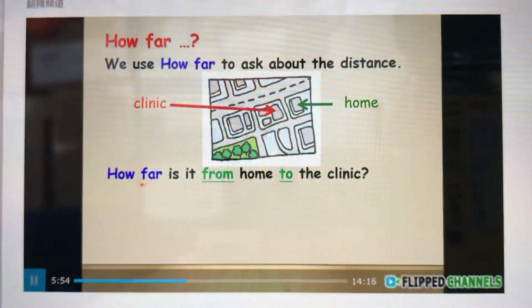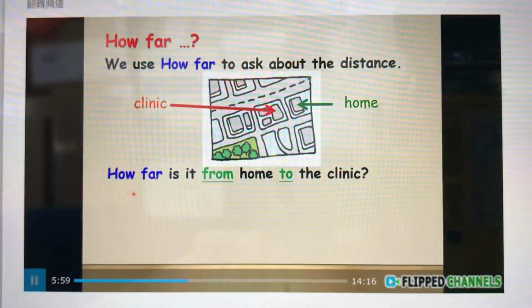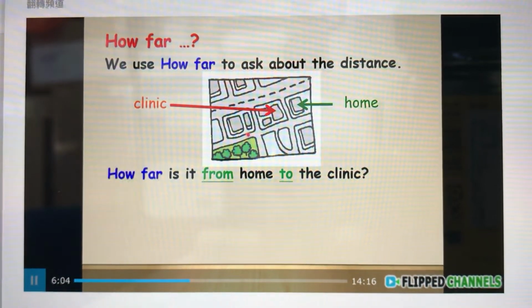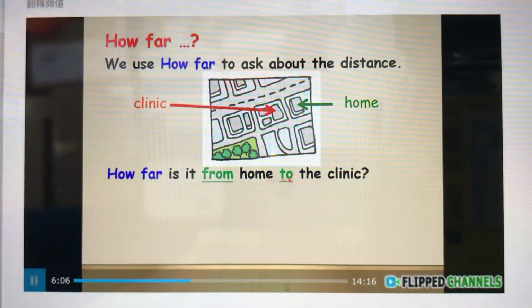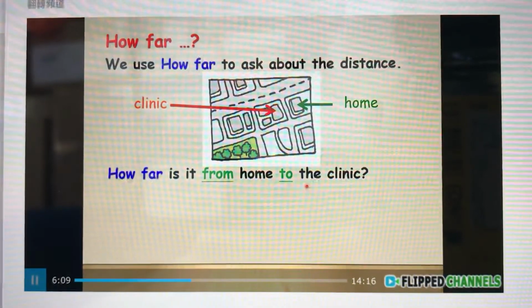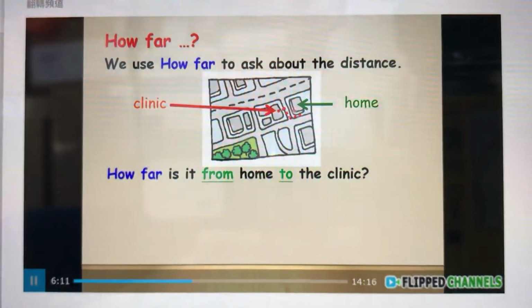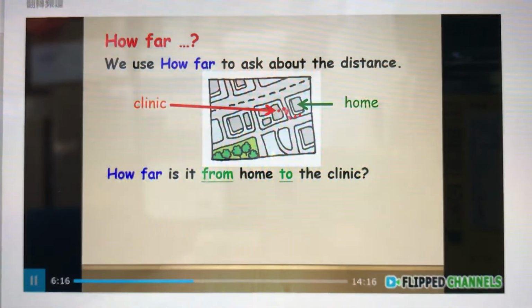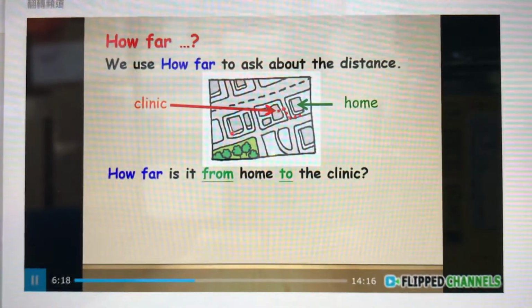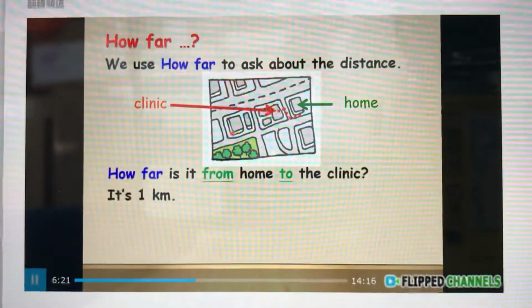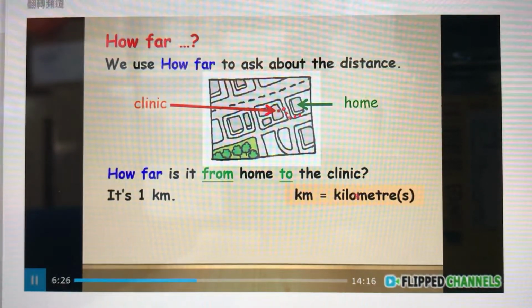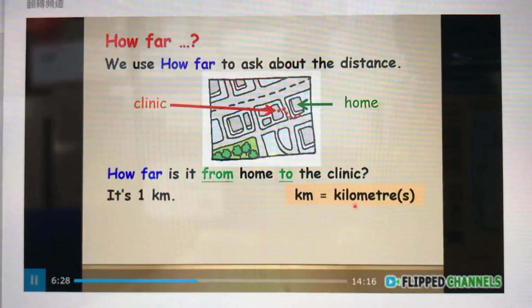So, this time we won't use how long here. We use how far to ask about the distance. How far is it from home to the clinic? So, you can see a route here. Dotted line here. It is the route from home to the clinic. How can we answer? It's 1 km. Km means kilometers. It's 1 kilometer.